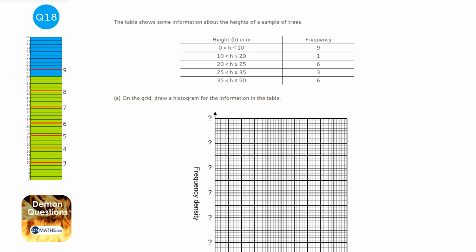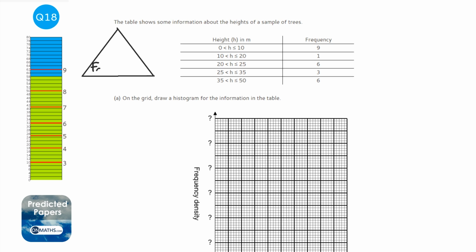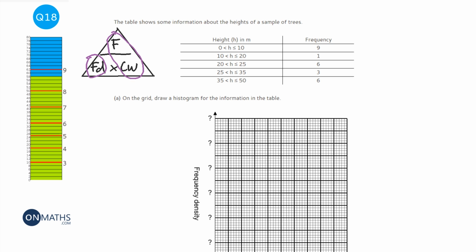The place to start with this question is just understanding that there is a triangle, and you might not know that there is a triangle for this because you might be taught it in a slightly different way. But if you were to draw a triangle for us, frequency density and class width were at the bottom and frequency at the top. Now it's a little bit misleading because actually this is proportional to the frequency density, so it's technically proportional to each other. So if you did frequency divided by class width, you might get half of what the frequency density is.